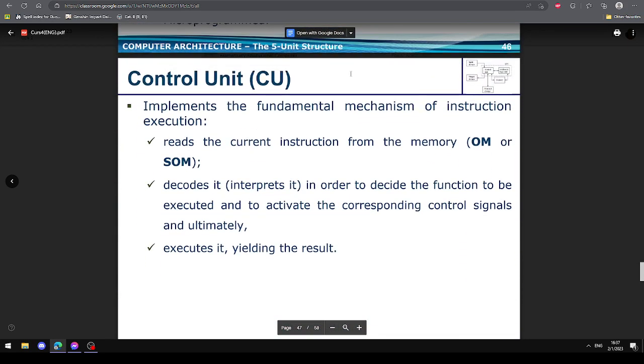Control unit implements the fundamental mechanism of instruction execution. Reads the current instruction from the memory, decodes it, interprets it, in order to decide the function to be executed and to activate the corresponding control signals, and ultimately execute it, yielding the result.